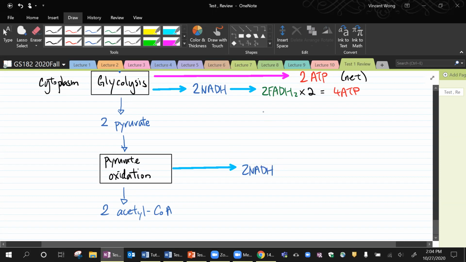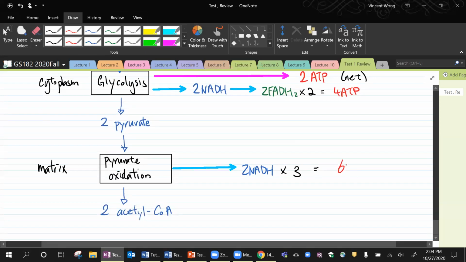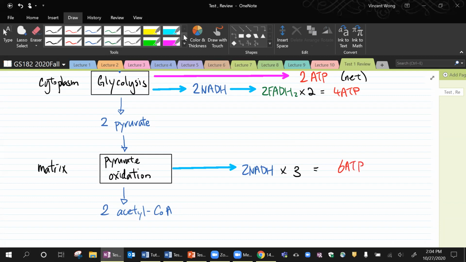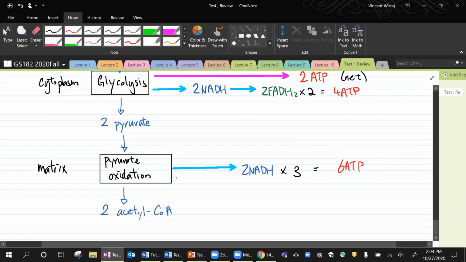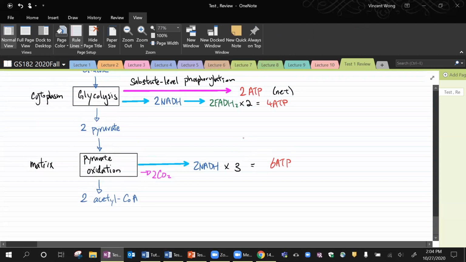Per glucose, and we are already in the matrix in this case. So we will times 3, because each NADH has enough energy to make 3 ATP. So that will be 3 times 2, which is 6 ATP. And in the process, you will also spit out some carbon dioxide, 2 CO2 here. So far, so good.